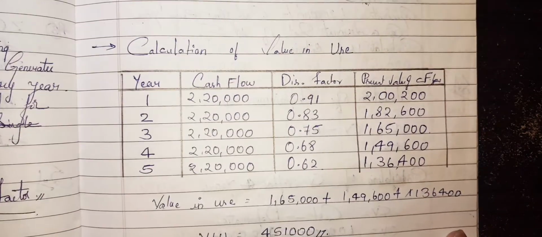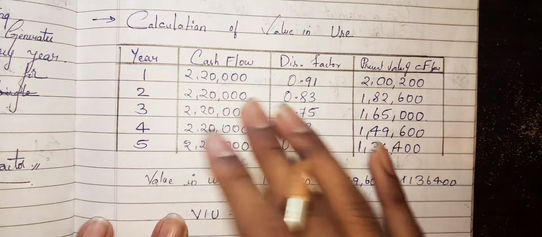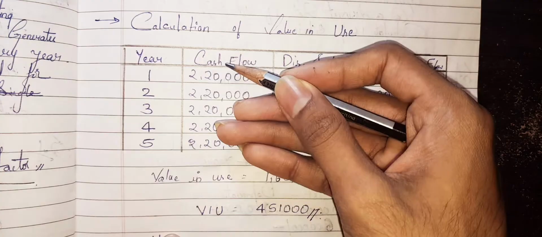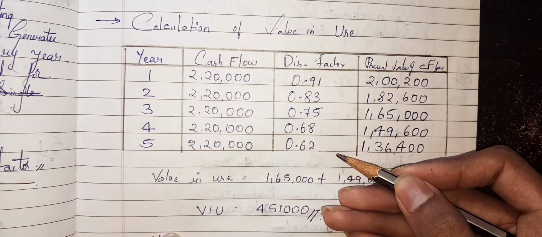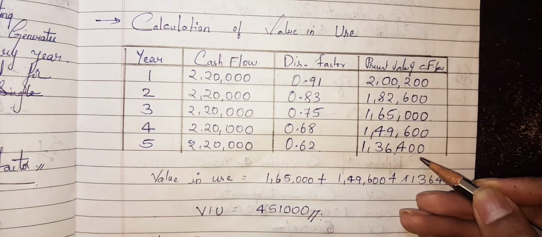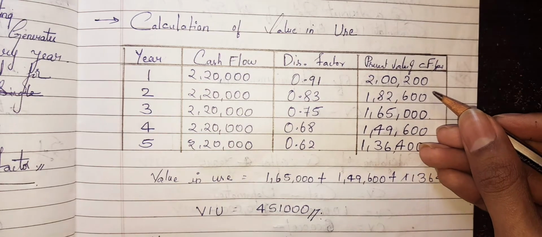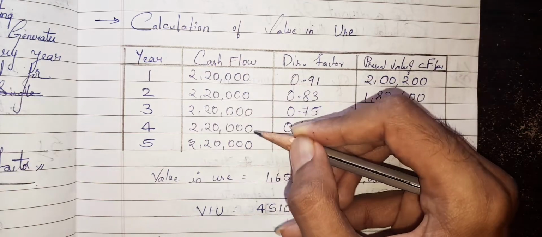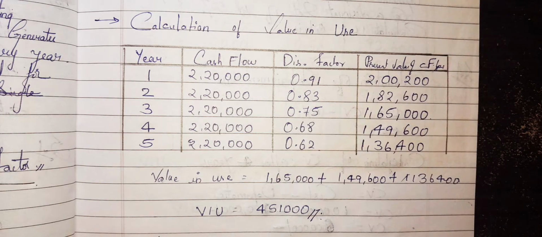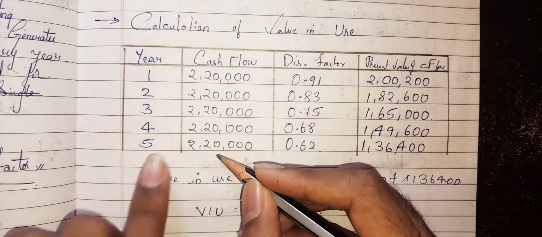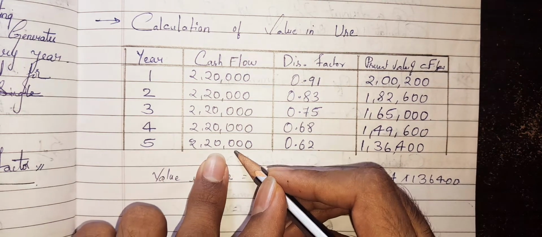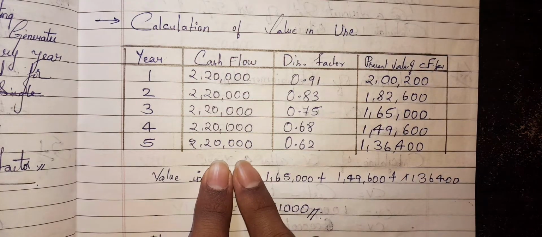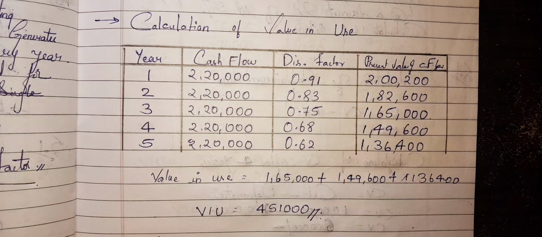In order to find that, we need to prepare a table. The table should consist of 4 columns. First will be year, second column will be cash flow, third column will be discounting factor, and fourth column will be present value of cash flow. As they have told in the question, every year the machine is generating 2,20,000 rupees. But we want to know the present value of that money. What is the value of 2,20,000 as of today? That is the value we have to find out.